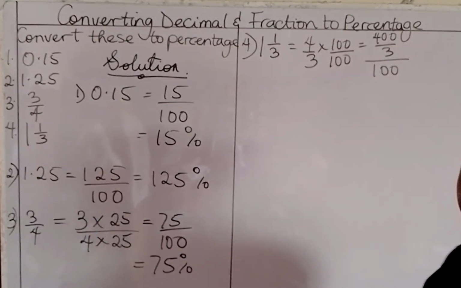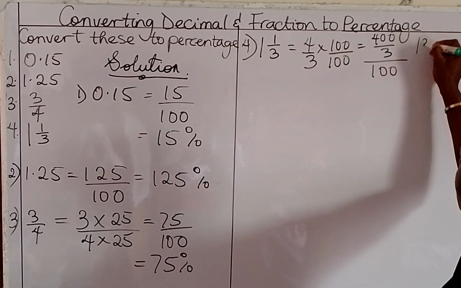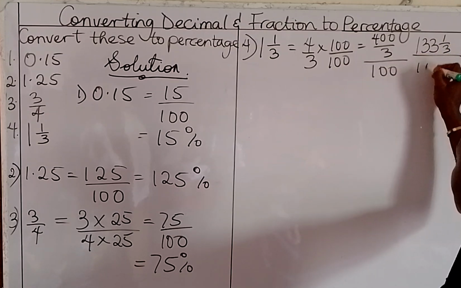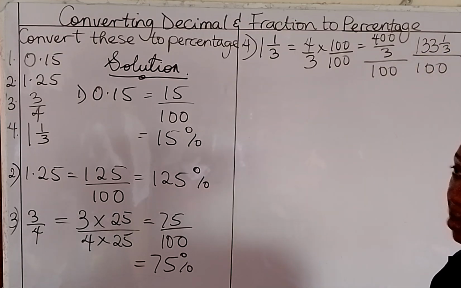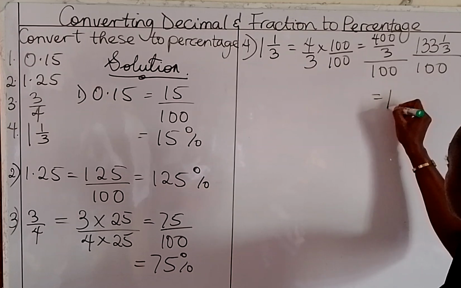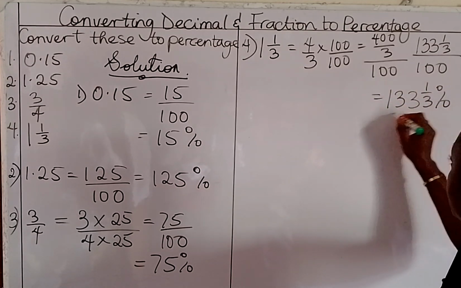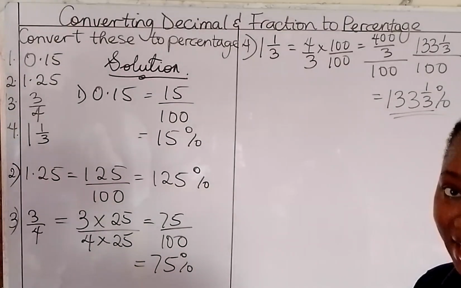Now what is 400 divided by 3? That's 133, remainder 1, over 3 over 100. And this leaves us with a percentage of what? 133 1/3%. And that's the final answer.